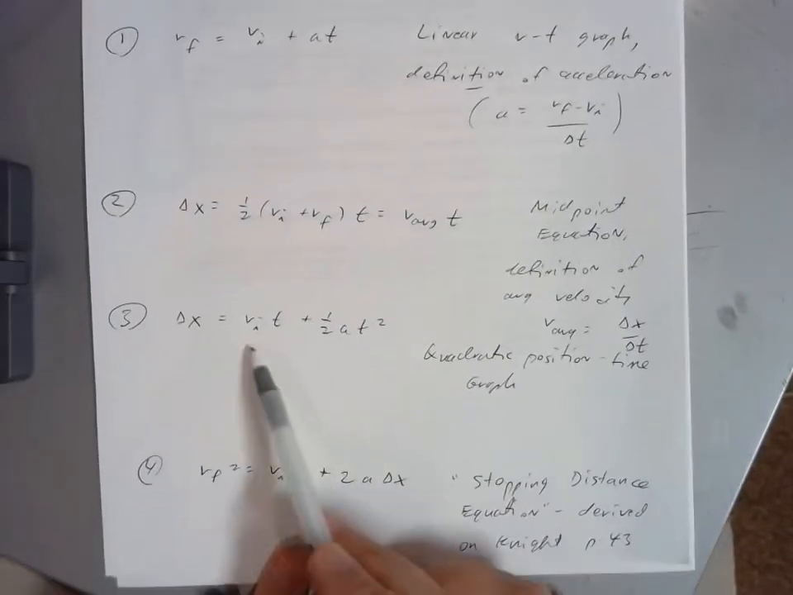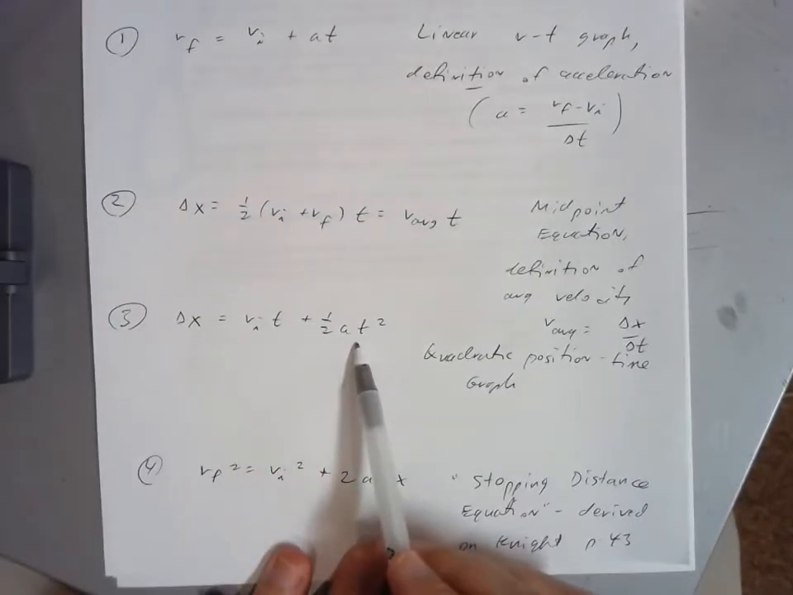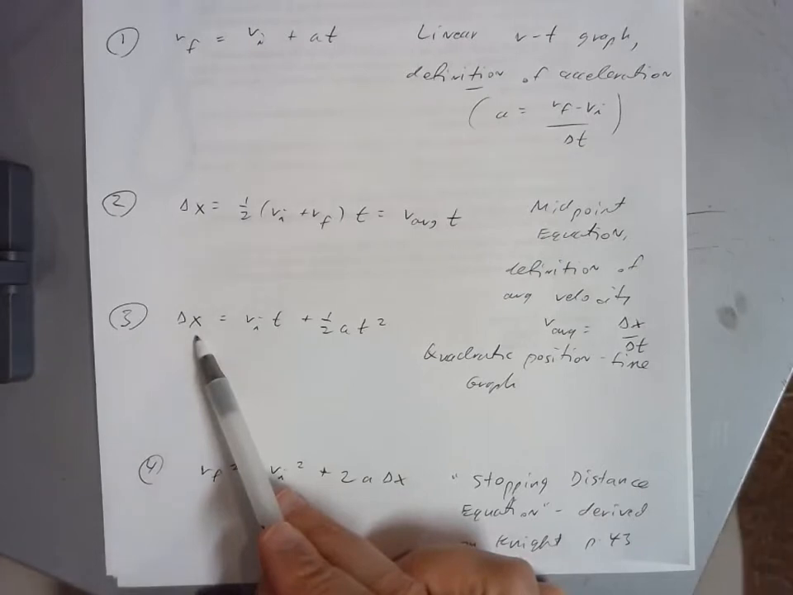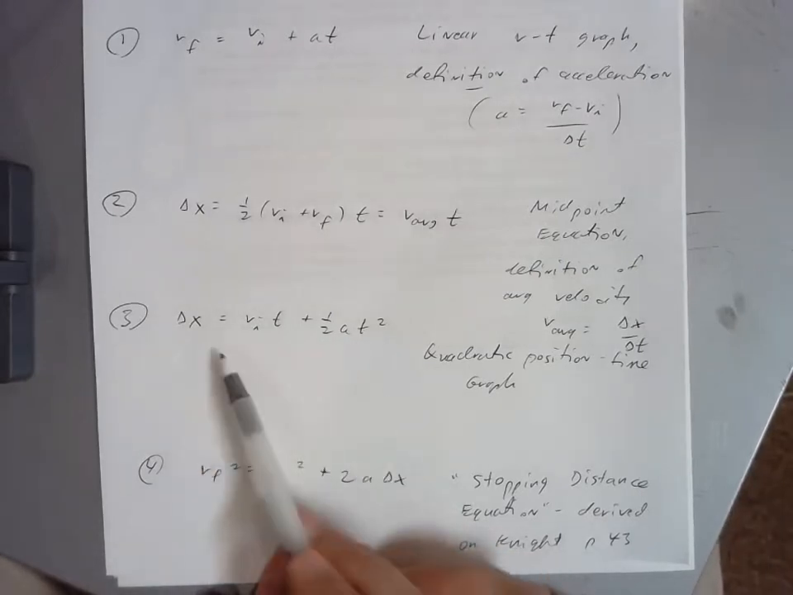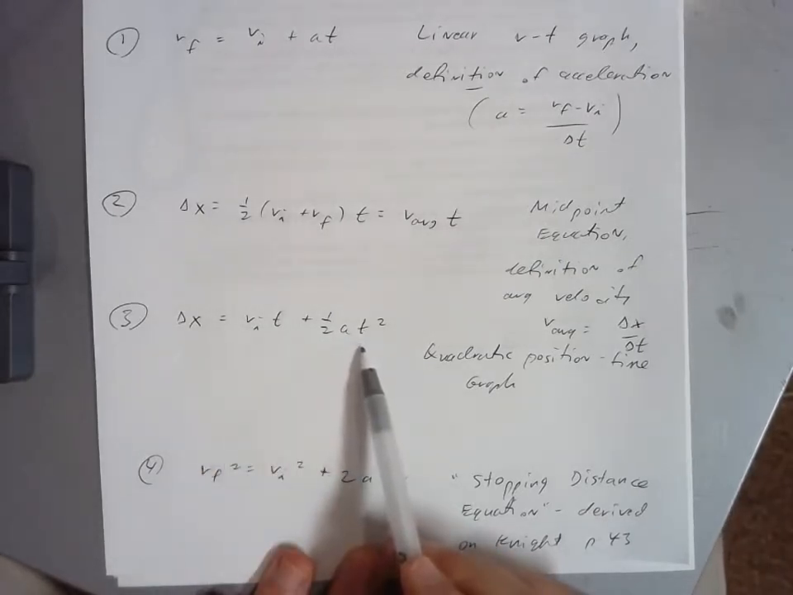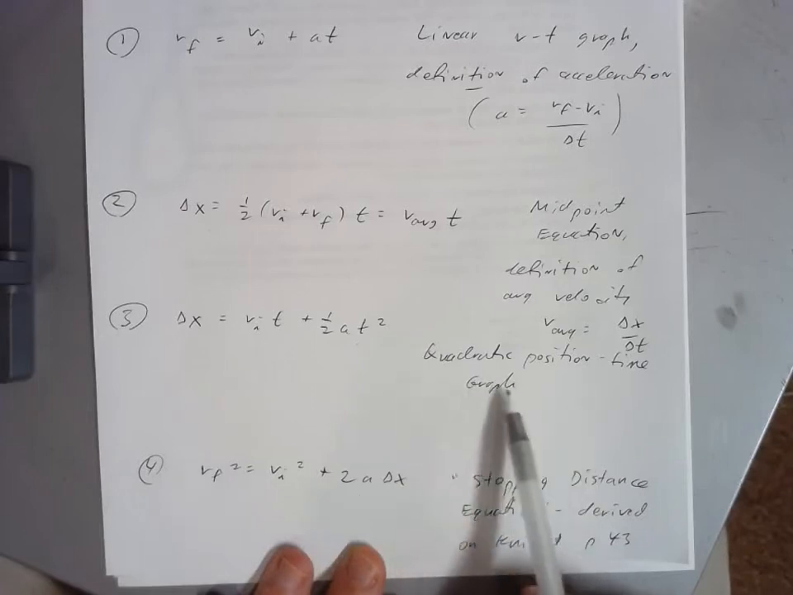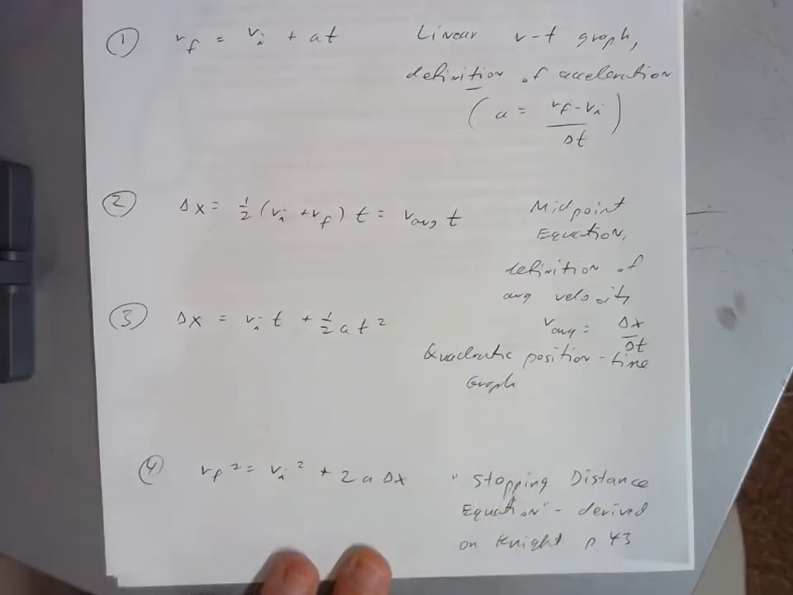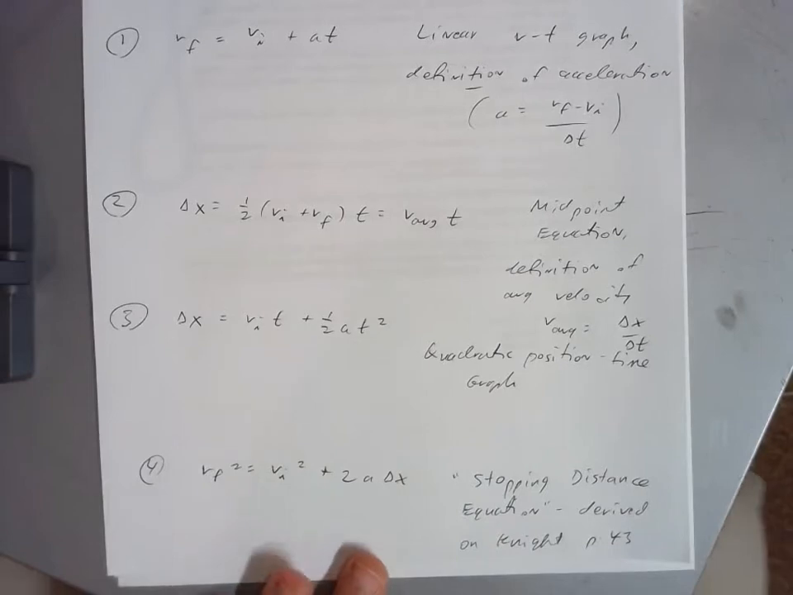Equation 3 can be derived by finding the area under that velocity time graph to find the displacement. And what we found is that the displacement is a quadratic function of time. So that implies that any position time graph will be a parabola, will be quadratic.